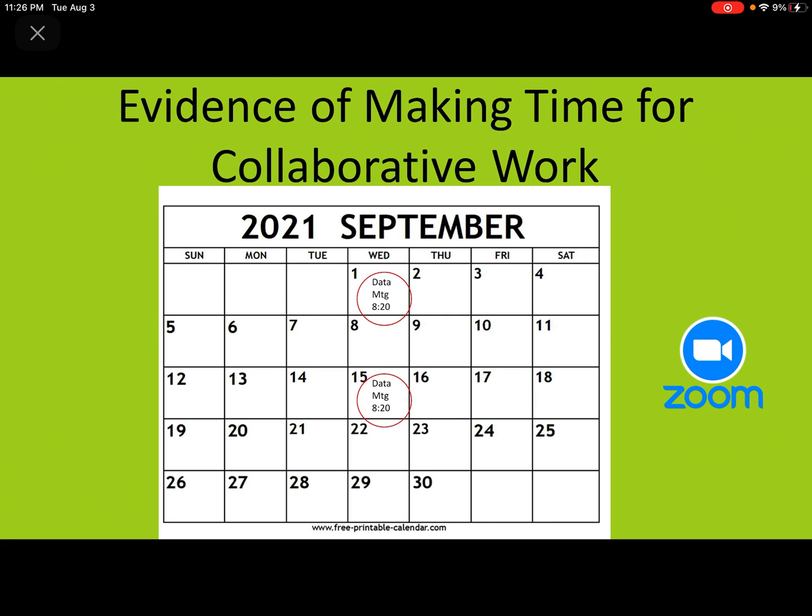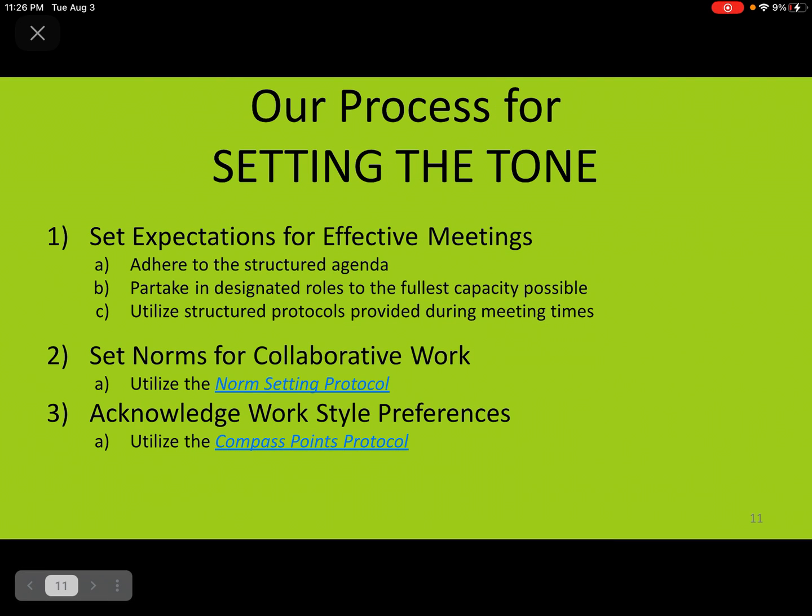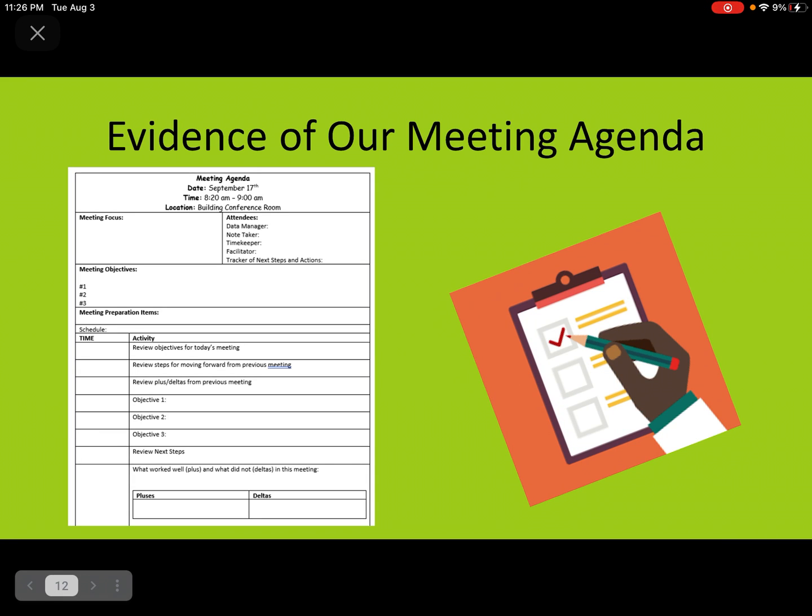Here's a representation of our meetings, which will occur 2 times each month on the 1st and 3rd Wednesdays via Zoom. And the process that we establish for setting the tone will show how we work together as a team. So when setting the tone, it's essential that we address the expectations for effective meetings, setting the norms for collaborative work, and acknowledging the work style preferences of each team member.